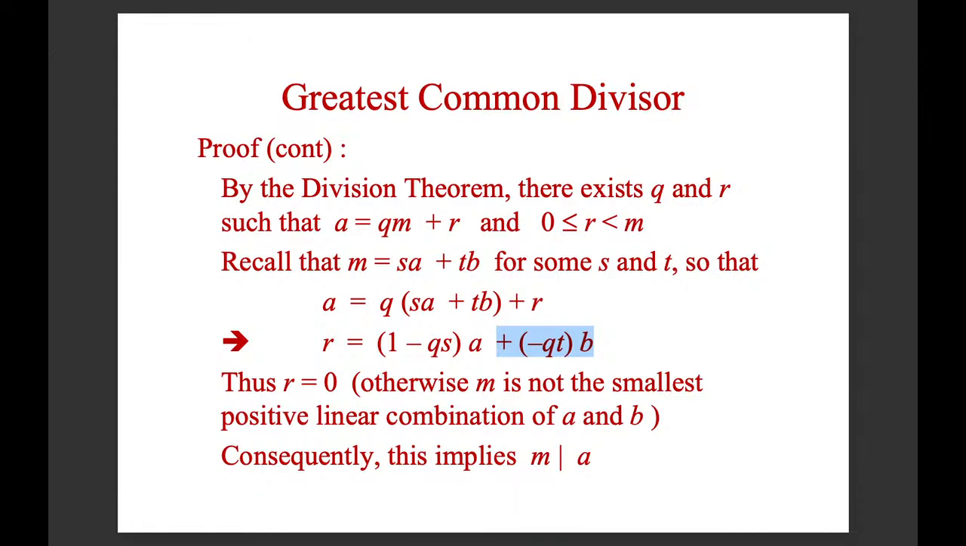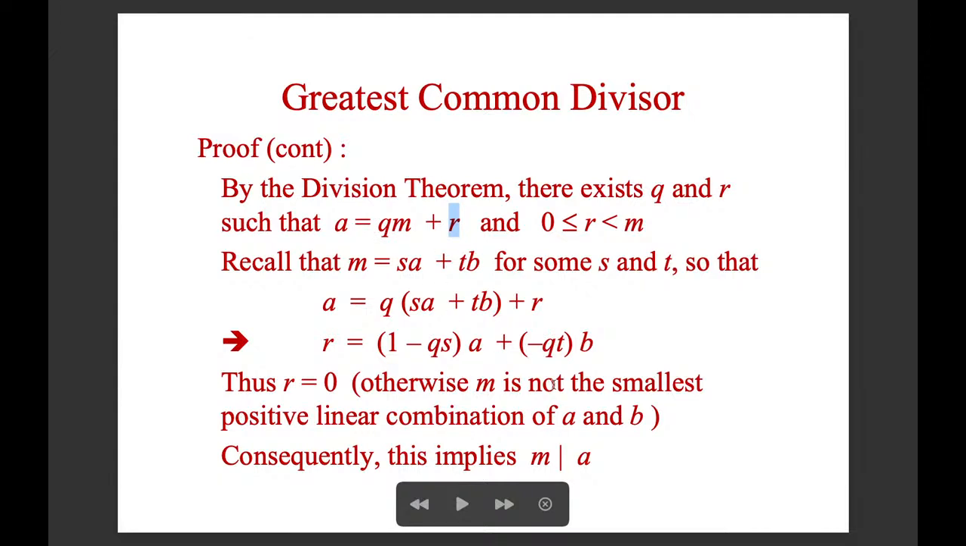And what do we have? r is a linear combination of a and b. But r is less than m, and m is the smallest positive linear combination of a and b. So what's going on? It means that r cannot be a positive number, because if r is a positive number, then m will not be the smallest positive linear combination of a and b. So this means that r has to be 0. Now r is 0, so we get back here. It means that a is equal to q times m, so m divides a.